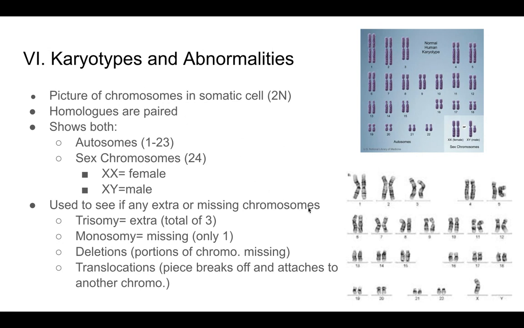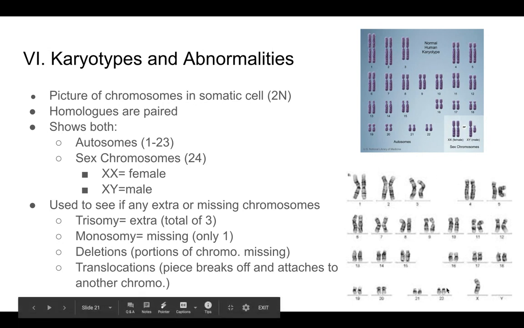So before we leave this screen, this is what's in your notes. I would make sure that you understand, maybe circle or annotate, the homologs number 1 through 22. Those are autosomes. And then if you have XX, you are female as your sex chromosome. If you have XY, you are biologically male. These are the options for sex chromosomes. You have one or the other.